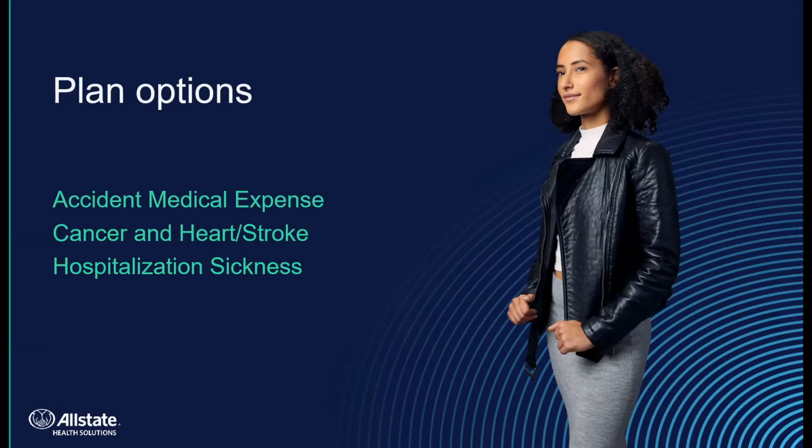The next thing we're going to take a look at is taking a deeper dive and looking at the plan options. And what I mean by that is we're going to look at accident medical expense, what is included in that, as well as our cancer, heart attack, and stroke, and our hospital sickness, or our SIP, sickness inpatient coverage.